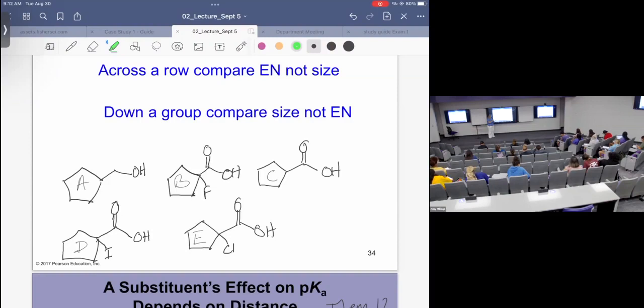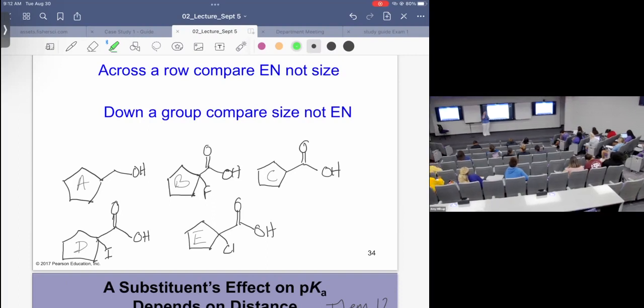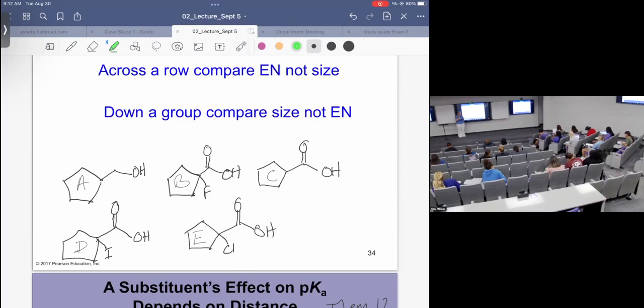We have B is iodine, which is the least electronegative halogen. And what we care about here is electronegativity, okay? Because this atom is not bonded to the hydrogen. So those hydrogens all have relatively the same pKa until we add something that withdraws electron density. So in this case, we're not comparing size, but electronegativity. So this rule up here: across a row, compare electronegativity; down a group, compare size, not electronegativity.